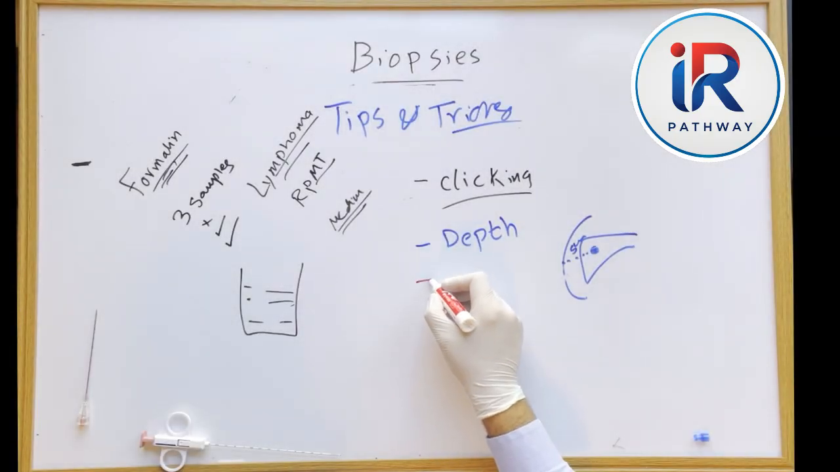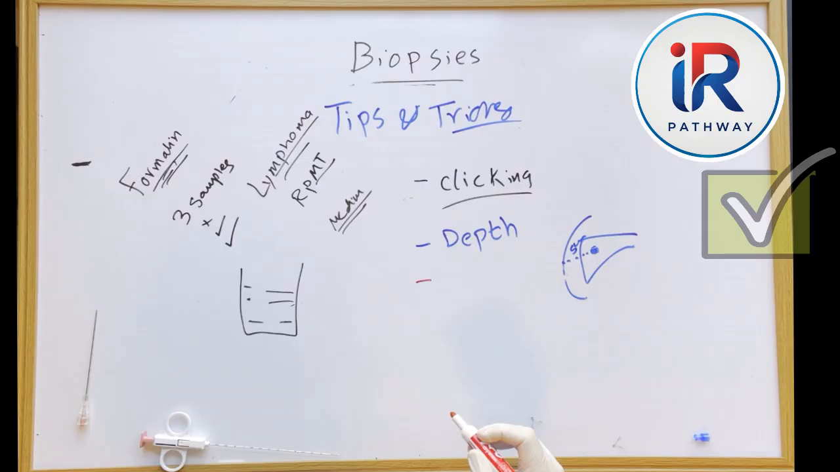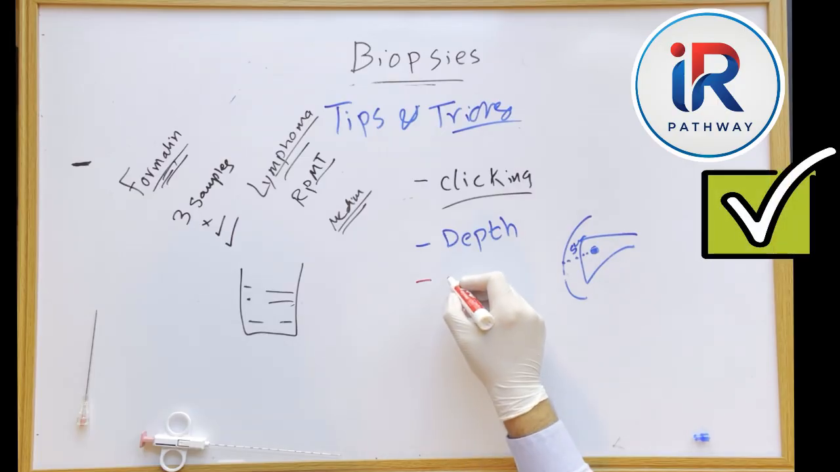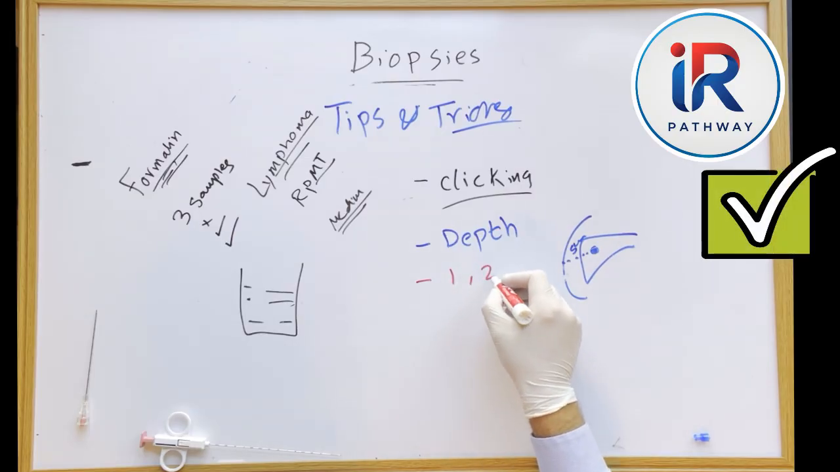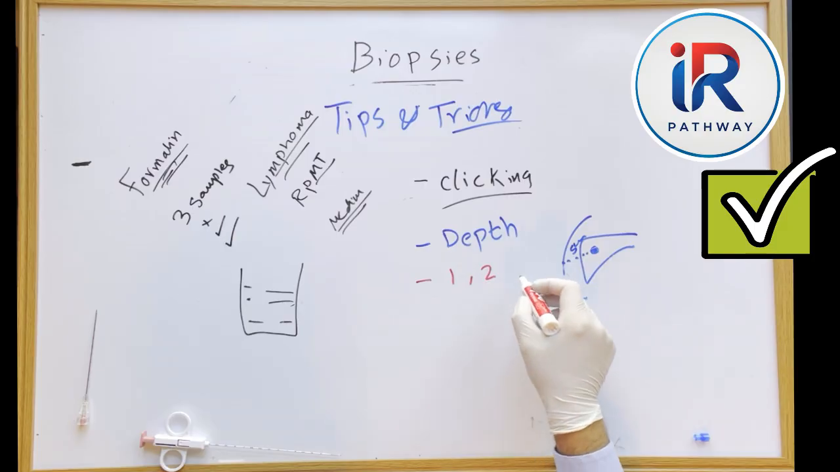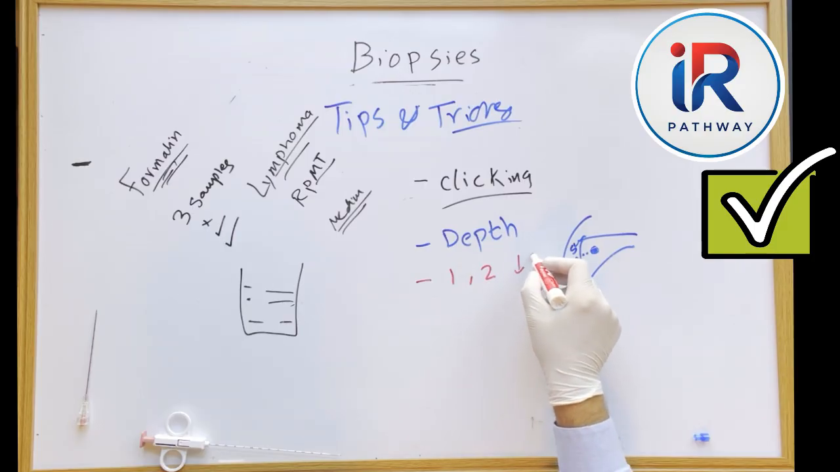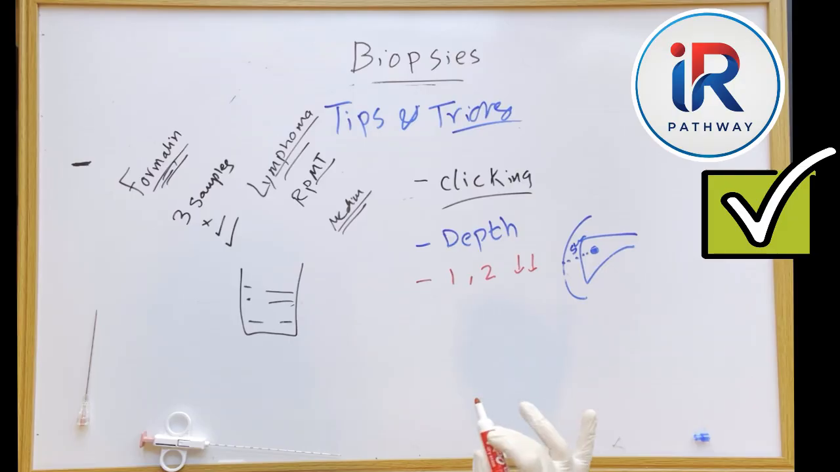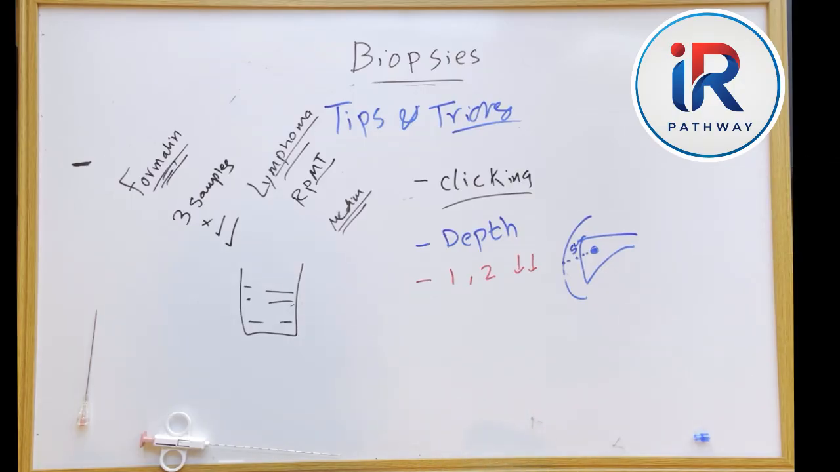Another important point is that your best chance of obtaining a good sample is usually with the first or the second attempt. After the second sample, the chances of getting a good quality sample decline, and this is for specific reasons. Let me explain this concept with two examples. The first one, taking a biopsy from the lung.